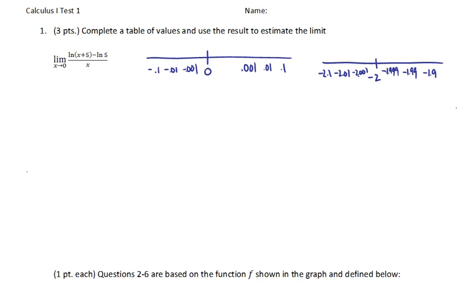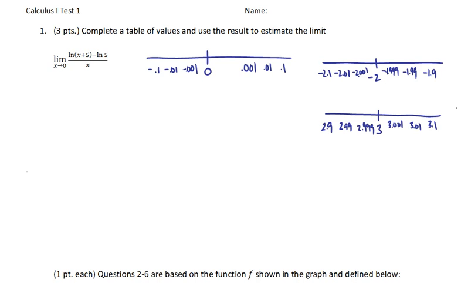If we're approaching a non-zero positive number like 3, from the left we would have 2.9, 2.99, 2.999. Then from the right, 3.1, 3.01, 3.001. So these are the three different cases that we could have when approaching a number from the left and the right. It's important to understand the differences and the similarities among those three cases.